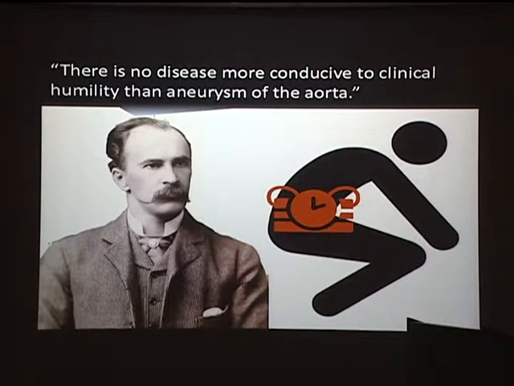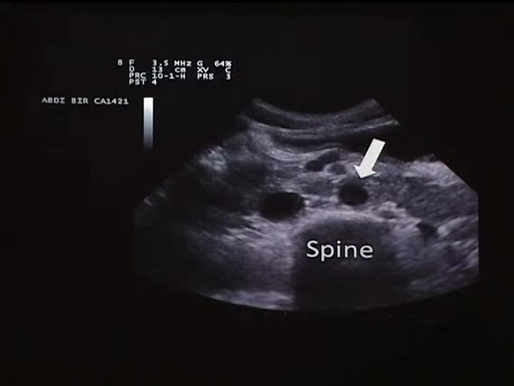So diagnosing this abdominal aortic aneurysm is important, and ultrasound is crucial. It's really an important and very convenient tool for us to do this.